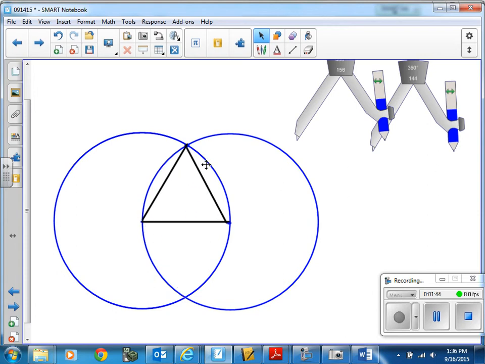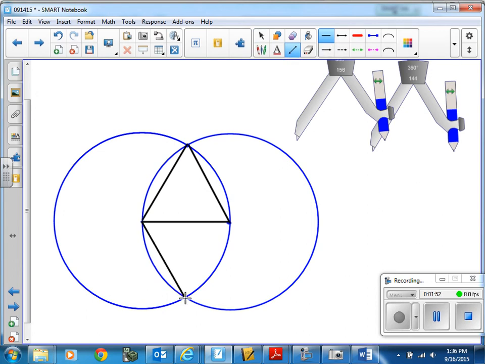So what would happen if I kept these up here and I added this and I added this here, and now I'm going to label this A, B, C, and D.